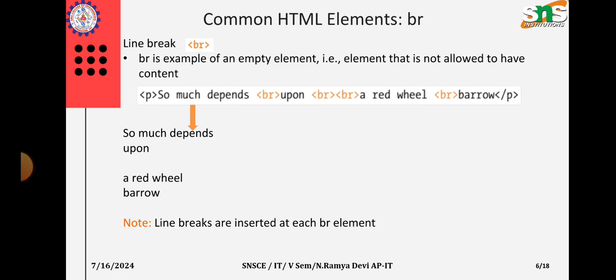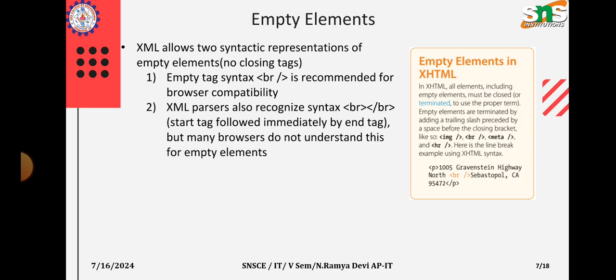So next is the BR, line break, an example of an empty element which does not have a closing tag. Inside the paragraph we use the line break for displaying the text sentence in next lines. So line breaks are inserted at each BR element. These are called empty elements, which allow two syntactic representations of an empty element. Empty tag syntax is recommended for browser compatibility. XML parsers also recognize the syntax of a start tag followed immediately by an end tag, but many browsers do not understand this for empty elements.